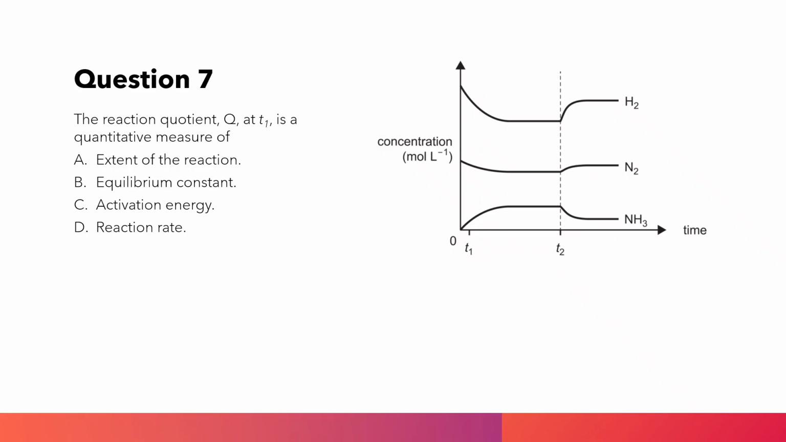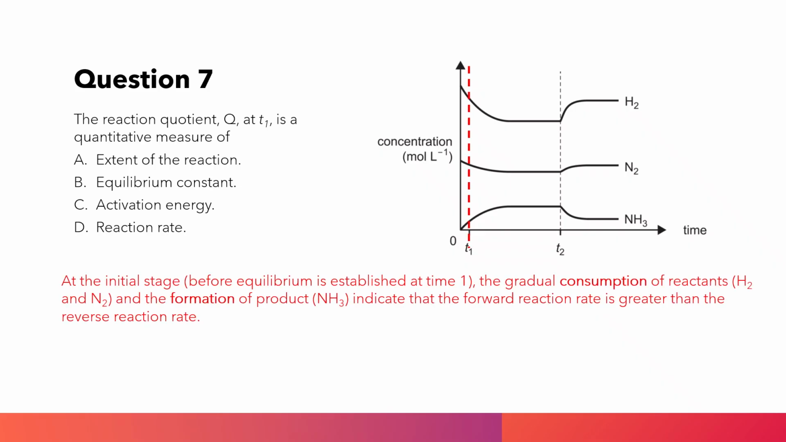At the initial stage, before equilibrium is established at time 1, the gradual consumption of reactants, H2 and N2, and the formation of product, NH3, indicate that the forward reaction rate is greater than the reverse reaction rate.